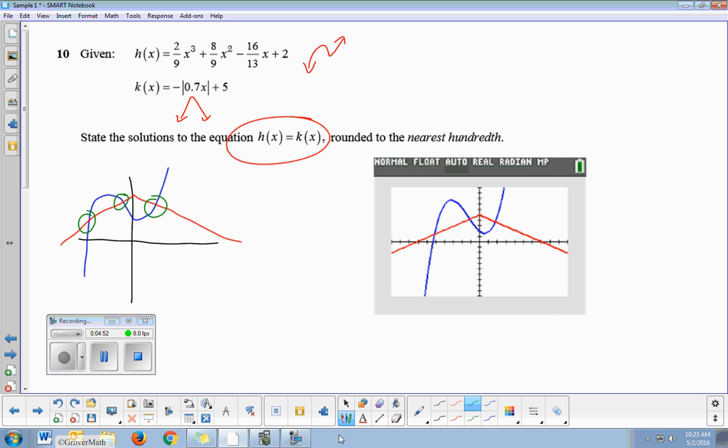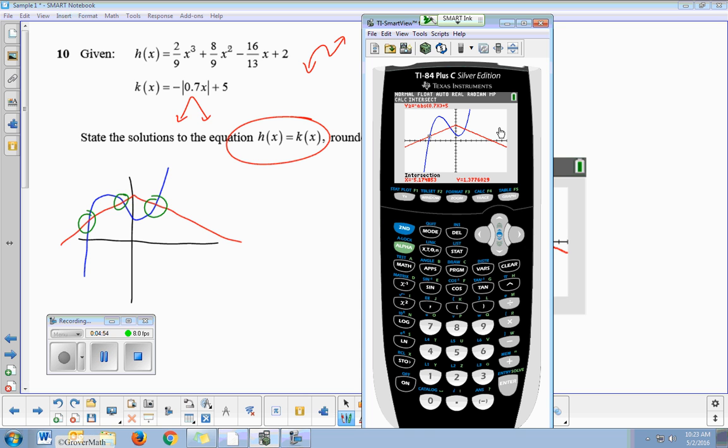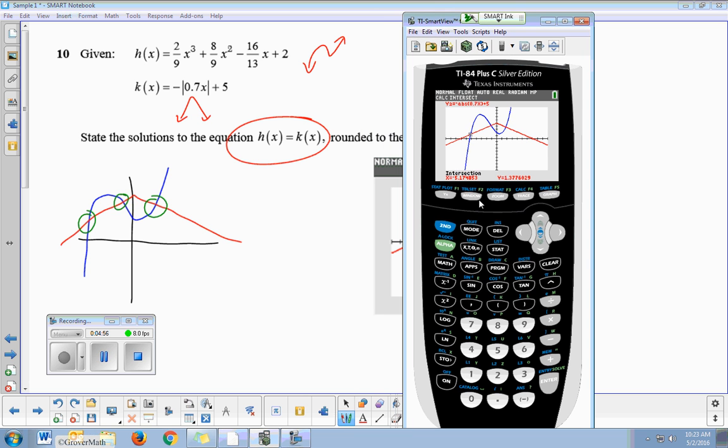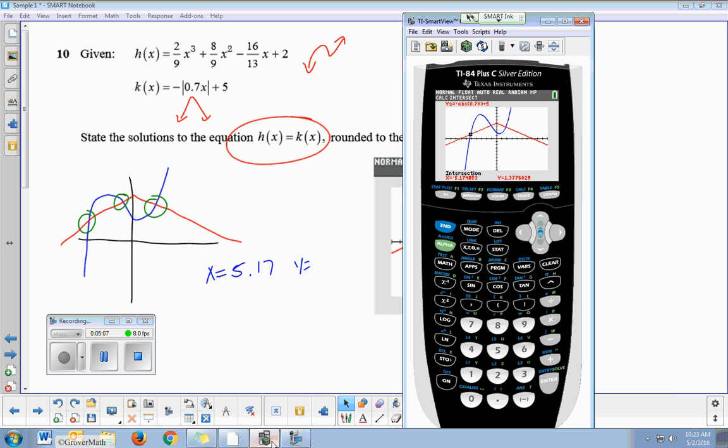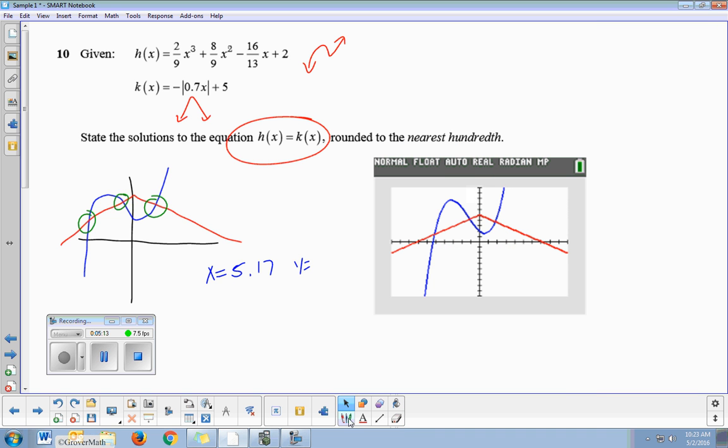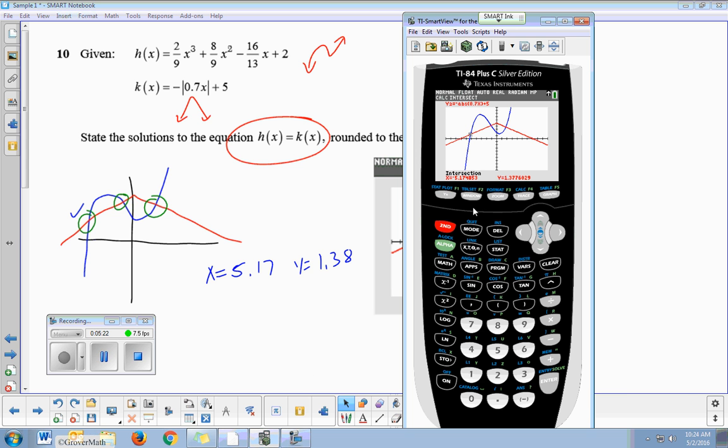I'm going to get that calculator up. 5.17 is the x value here. So x equals 5.17 and y equaled 1.38 when rounded properly. So that's one answer. That's this one right here. And basically, I just need to repeat this for the other two options.